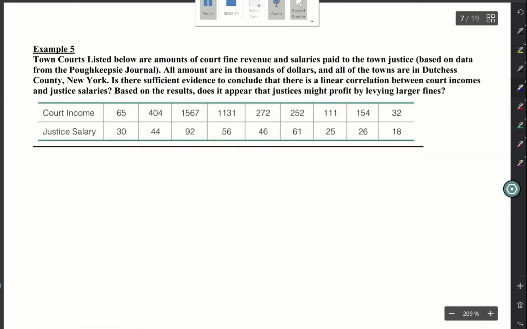All right, so let's see if we get any significant correlation between these things. The town and country listed below are amounts of court fine revenue and salary paid to the town justice. Based on the data, that just tells you where it's from. All amounts are in thousands of dollars, and all the towns are in Dutchess County, New York. Is there sufficient evidence to conclude that there is a linear correlation between court income and justice salary? Based on the results, does it appear that justices might profit by levying larger fines?